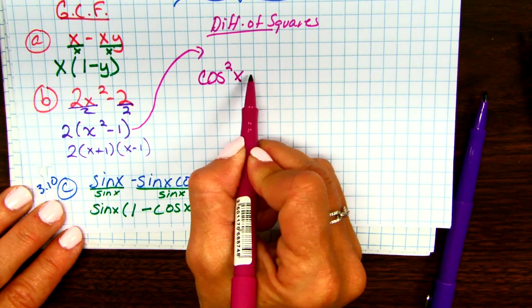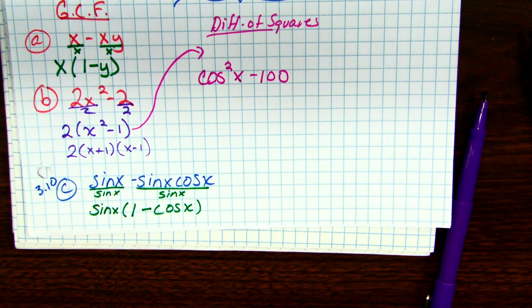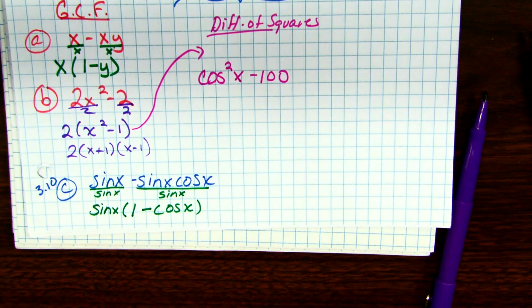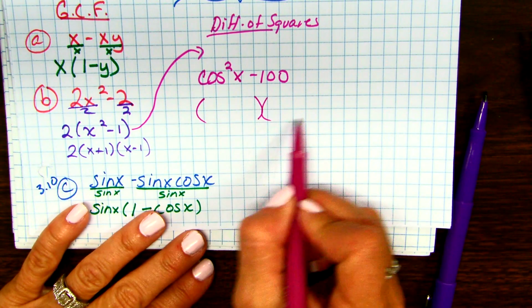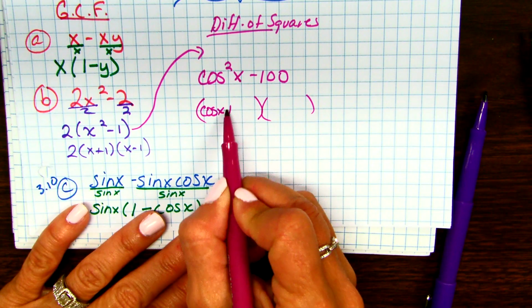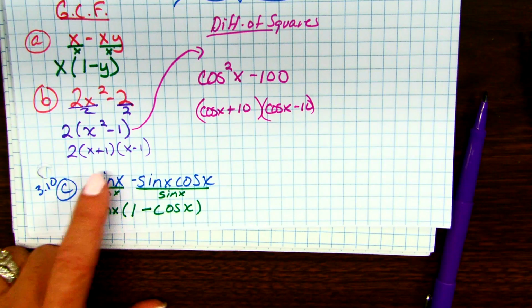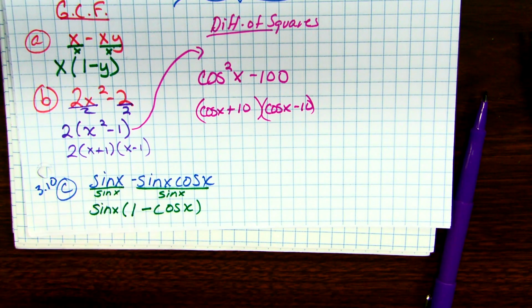Guys, anytime you get a trig factoring problem and you're confused by it, take out the word cosine and just make it x. Like this is just x squared minus 100. Factor it like that, and then wherever you see an x in your answer, slip a cosine in front of it. This is just the difference of two squares, which would be cosine x plus 10, cosine x minus 10. Just like we had x plus 1, x minus 1. One's a plus, one's a minus, square root of everything.